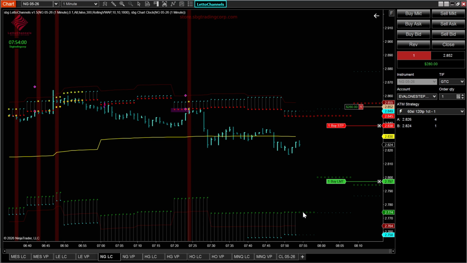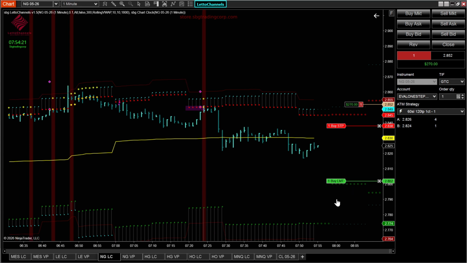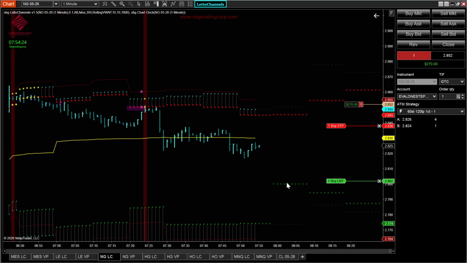is the LettoChannels low. Now this is the 90 line. 90% of the time the market doesn't get down here, so that's a pretty extreme target. I went in the middle of that. The LettoChannels low oversold channel is actually going to be moving up here in a few minutes. Let's do that. So this will be the new LettoChannel low area, basically the buy zone. This will be the new 90 line. So it's pretty extreme if we get down to that level.